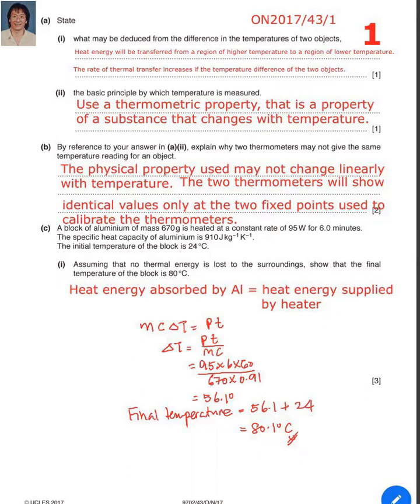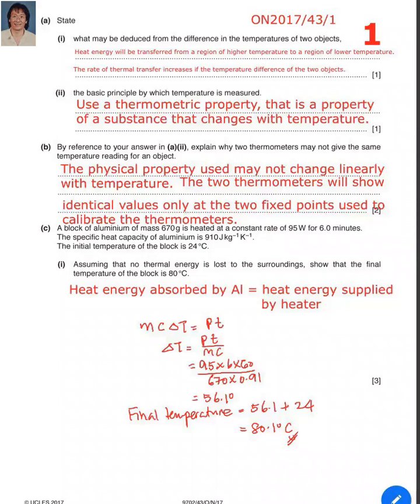The second important point is that the rate of thermal transfer increases if the temperature difference of the two objects becomes larger. In part 2, we have to state the basic principle by which temperature is measured. We use the thermometric property, that is a physical property of a substance that changes with temperature, to measure temperature.